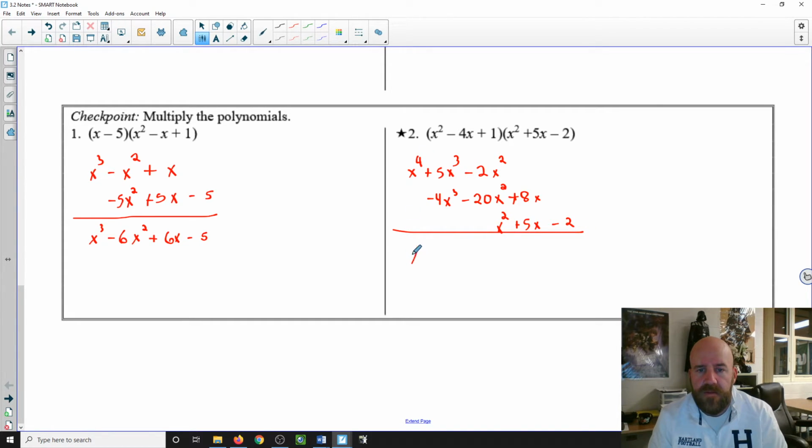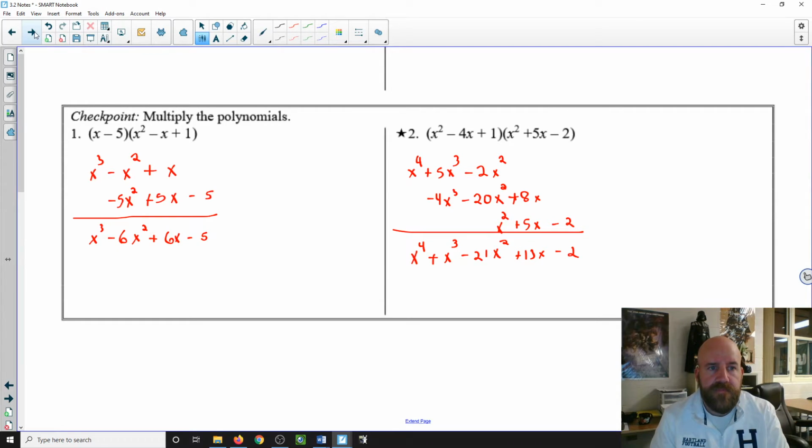So we get x to the fourth. We get a positive x cubed. So we have a negative 2, negative 20, and a 1. So that would be negative 21. Eight and 5. Alright, so hopefully that went well for you.